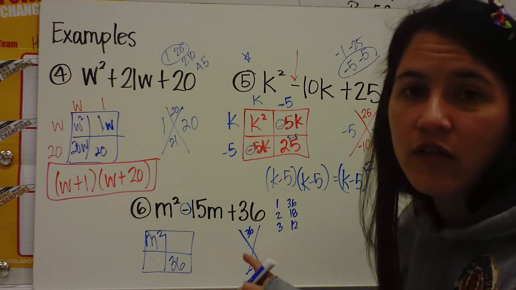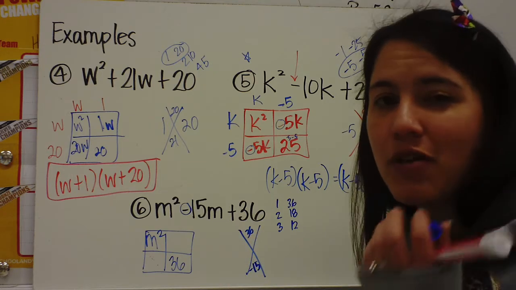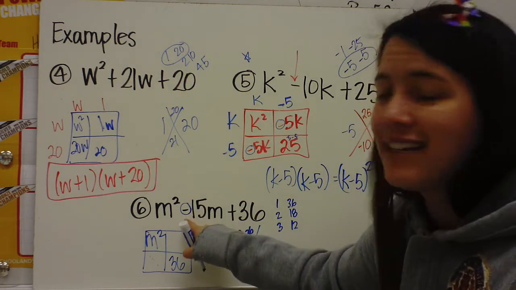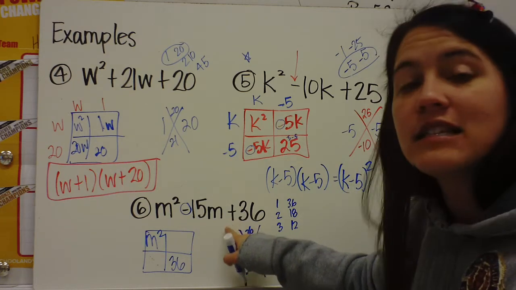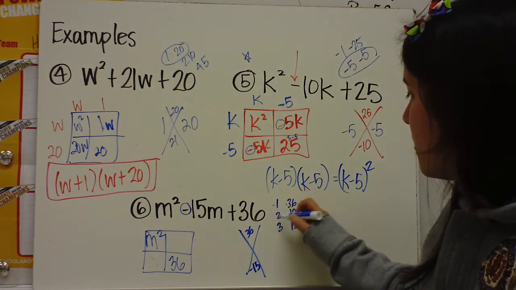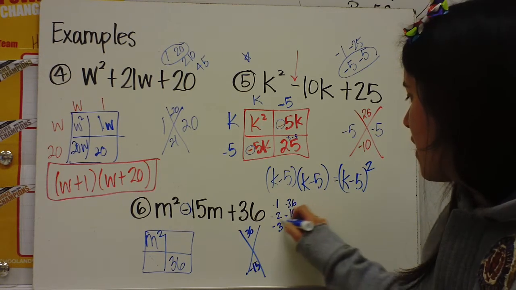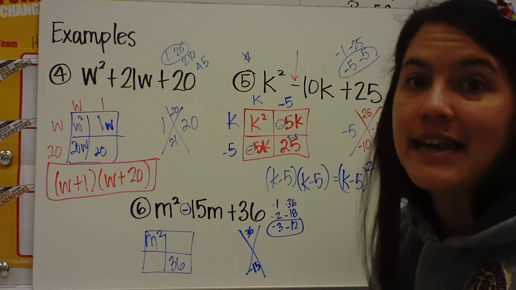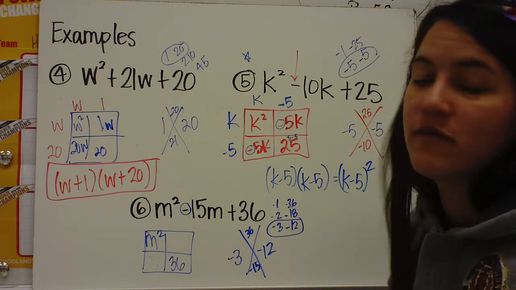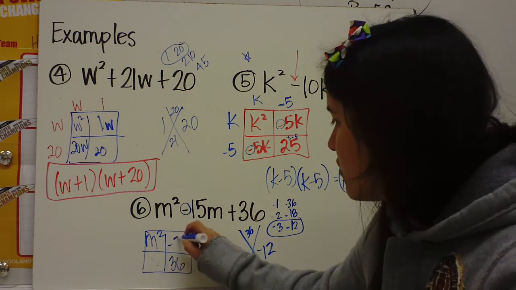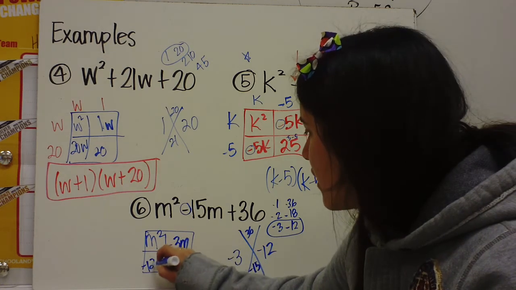Now 3 and 12 could give me a positive 15, but if you notice, I'm all positive, but I need a negative 15. So we need to start looking at the negative factors. Since this is a positive 36, we need to just make both of these negative. And then I can see a negative 3 and a negative 12 would give me a negative 15. So negative 3m, negative 12m.